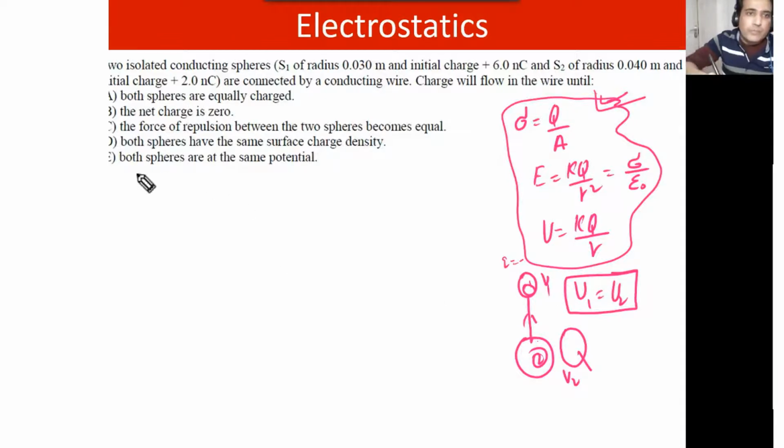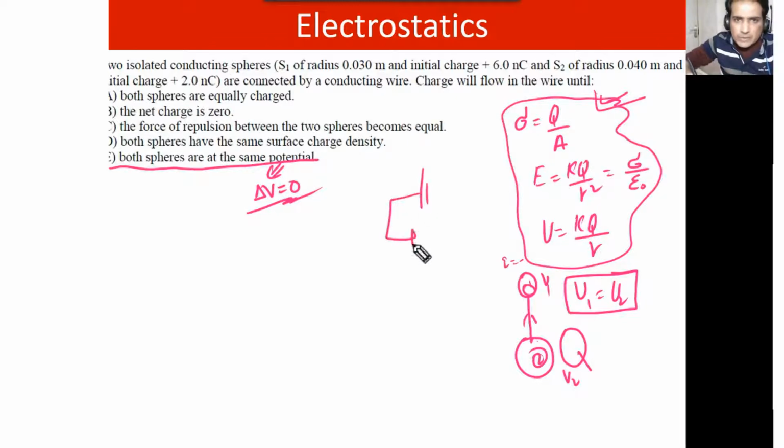So the same potential means delta V is 0. This is simply telling you delta V is equal to 0. This is important, you need to understand. That's the reason we apply a battery: when we have a battery, we see current start flowing. If there is no battery, no charge will flow, meaning there is no net flow of charges. So there must be a potential difference, otherwise charge will not flow.